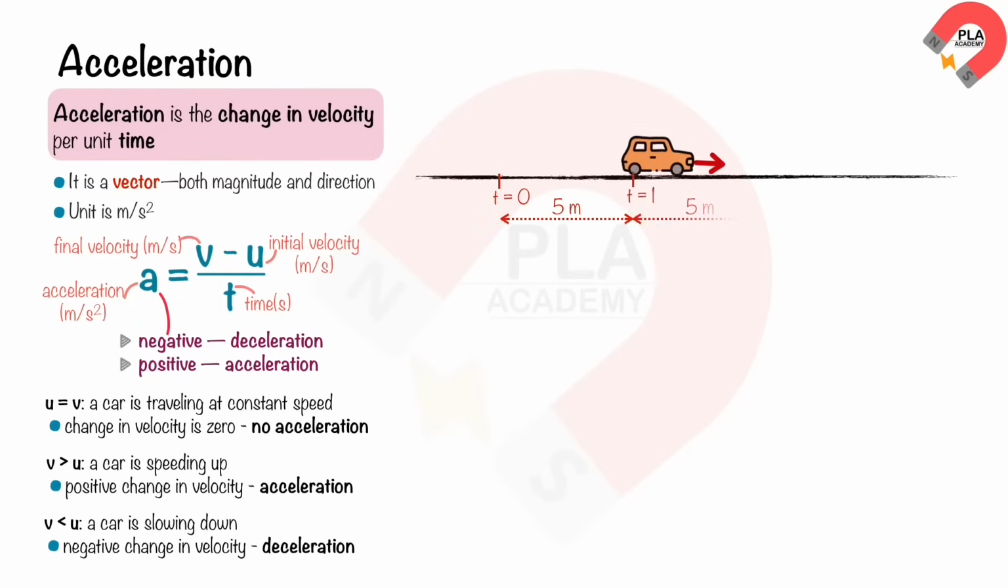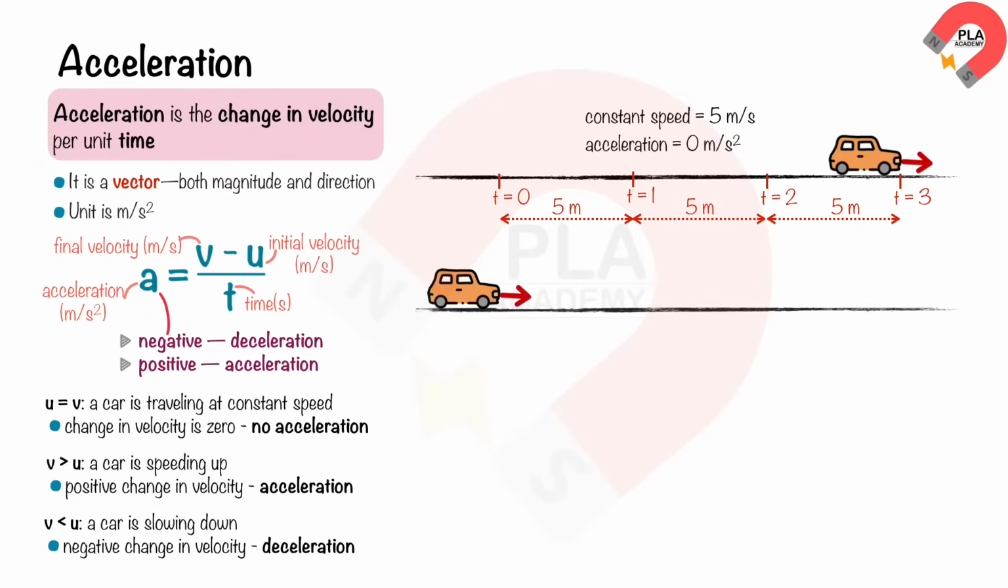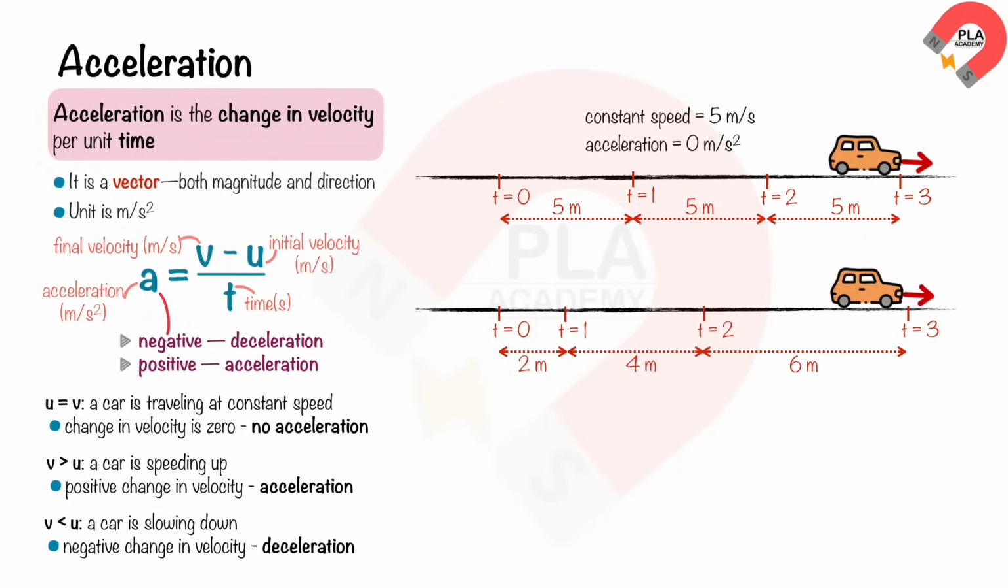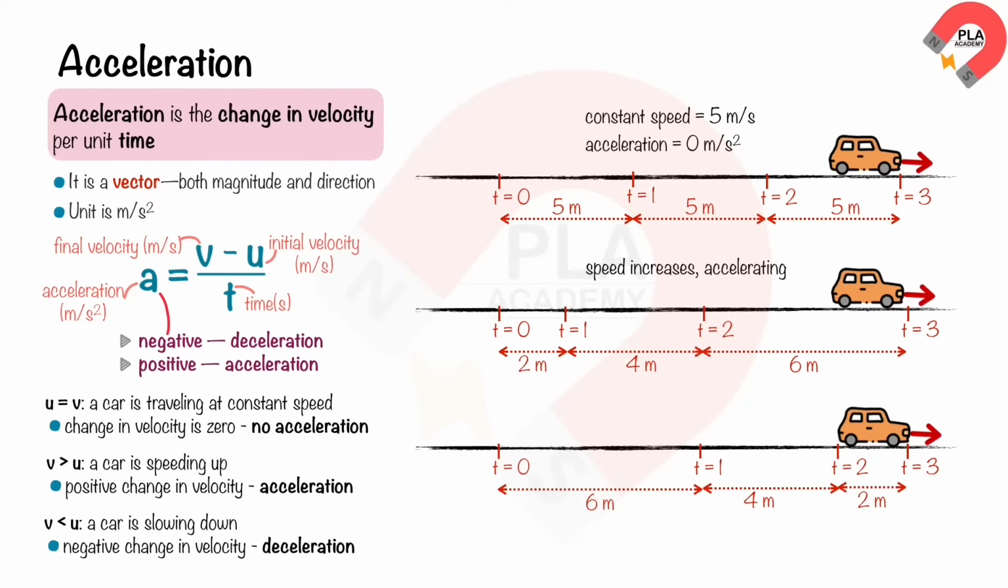If a car moves the same distance of 5 meters every second, this means that the car is traveling with a constant speed of 5 meters per second, and acceleration is zero. If a car moves with increasing distance every second, this means that the car is traveling with increasing speed, and it is accelerating. If a car moves with decreasing distance every second, this means that the car is traveling with decreasing speed, and it is decelerating.